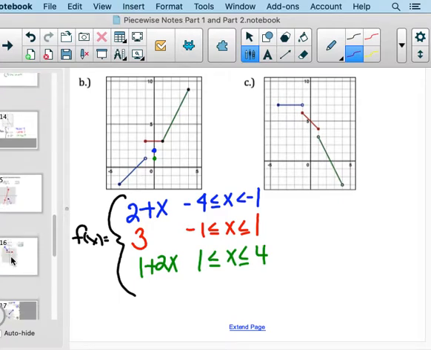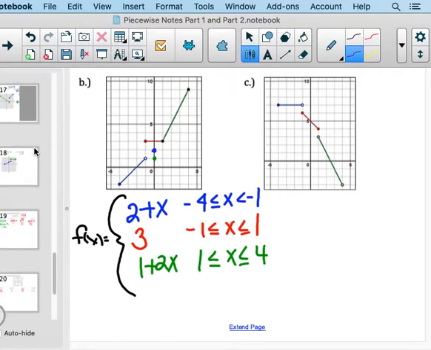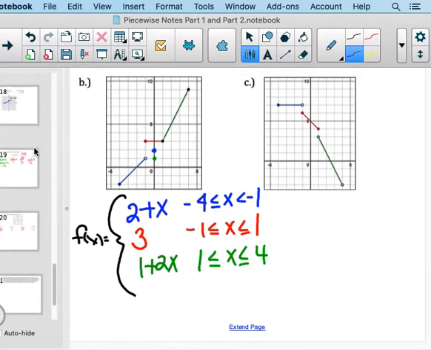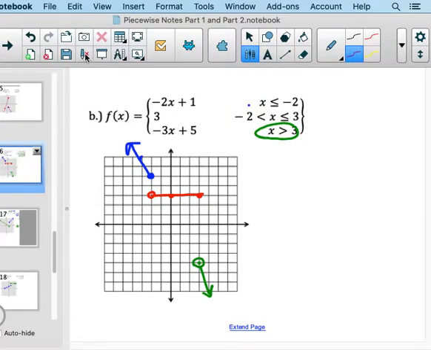Okay. Let's see here. We have 3 to graph. Let's do one more together and then you can try the next one. Okay, so on B, we're starting at 1 for my starting point. My slope is negative 2 over 1 again.